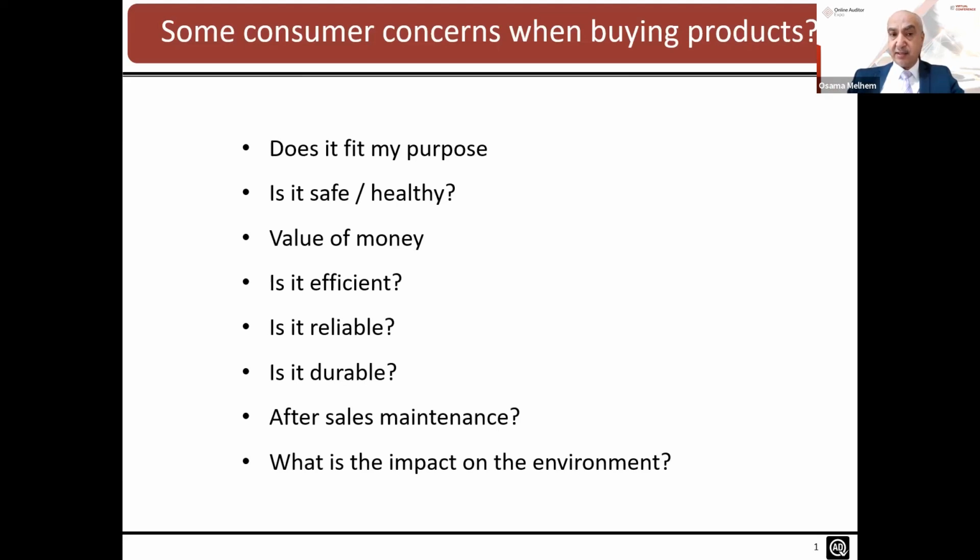Is it efficient? Is it reliable? When I buy an LED lamp, is it really efficient? When I buy a washing machine, is it really good quality, reliable, can it be used for a long time? What about the after-sales maintenance? What is the impact of this product on the environment? So all these questions come to the mind of the consumers.